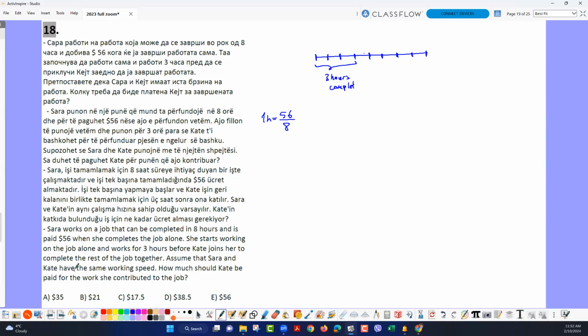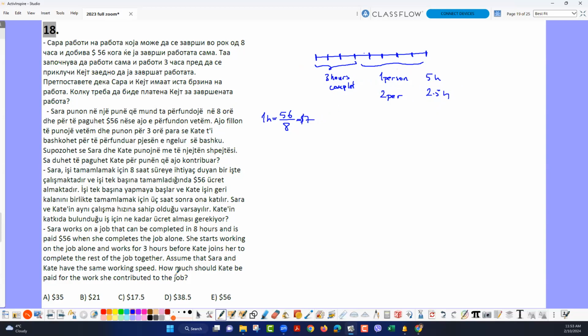Assume Sarah and Kate have the same working speed, which means that they're going to decrease the time. If the work finishes in 5 hours for one person, two people are going to finish in 2.5 hours. This is indirect proportion. So for 1 hour, 56 over 80, which means that they were getting $7 per hour.